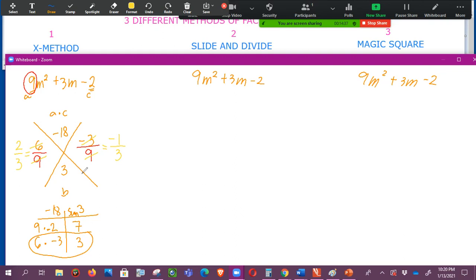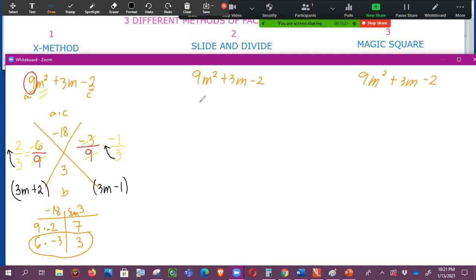Now, we need to rewrite it as a factor. As what I said, the denominator would be pulled up in front of the variable, whatever the variable is. So therefore, the answer would be 3m plus 2. Your denominator would be in front of whatever variable you have. On the other side, we have 3m minus 1. So these two are your factors for 9m squared plus 3m minus 2.